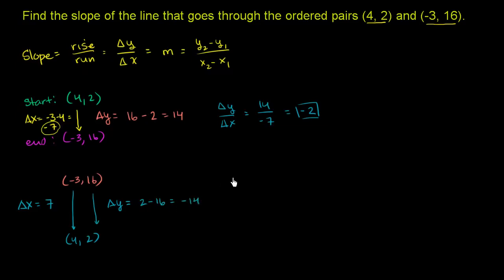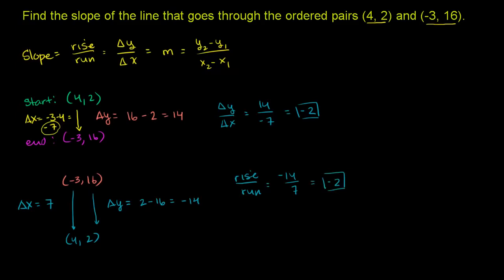This was our run. So if you say rise over run, which is the same thing as change in y over change in x, our rise is -14, and our run here is 7. So notice, these are just the negatives of these values from when we swapped them. So once again, this is equal to -2.